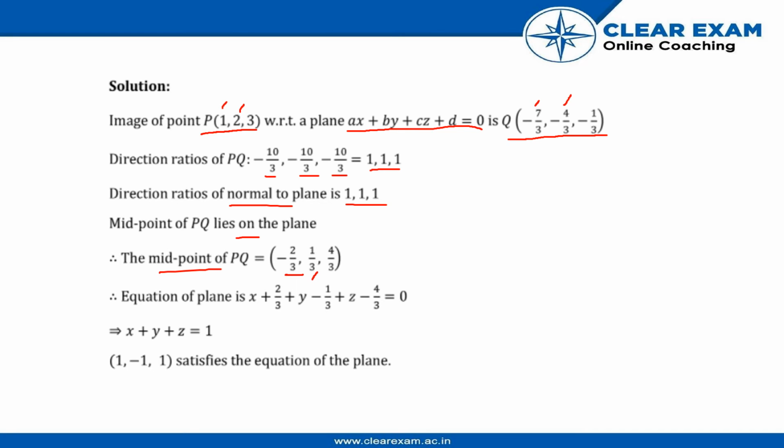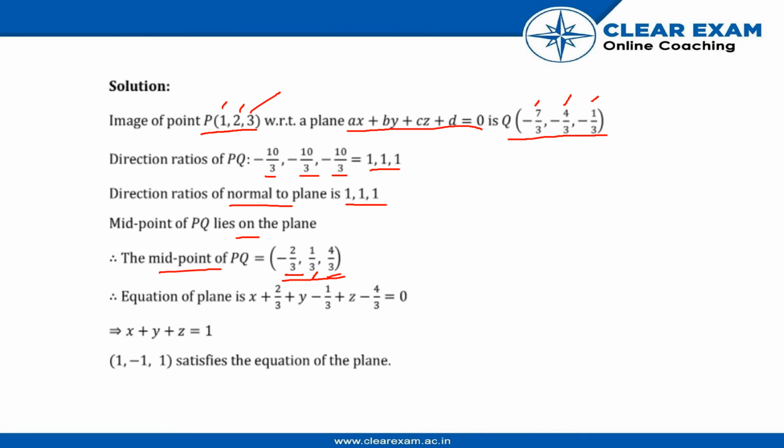Then again we have 3 and -1/3, which is 9/3 - 1/3 = 8/3, divided by 2, which would be 4/3. So clearly this is the midpoint of PQ.